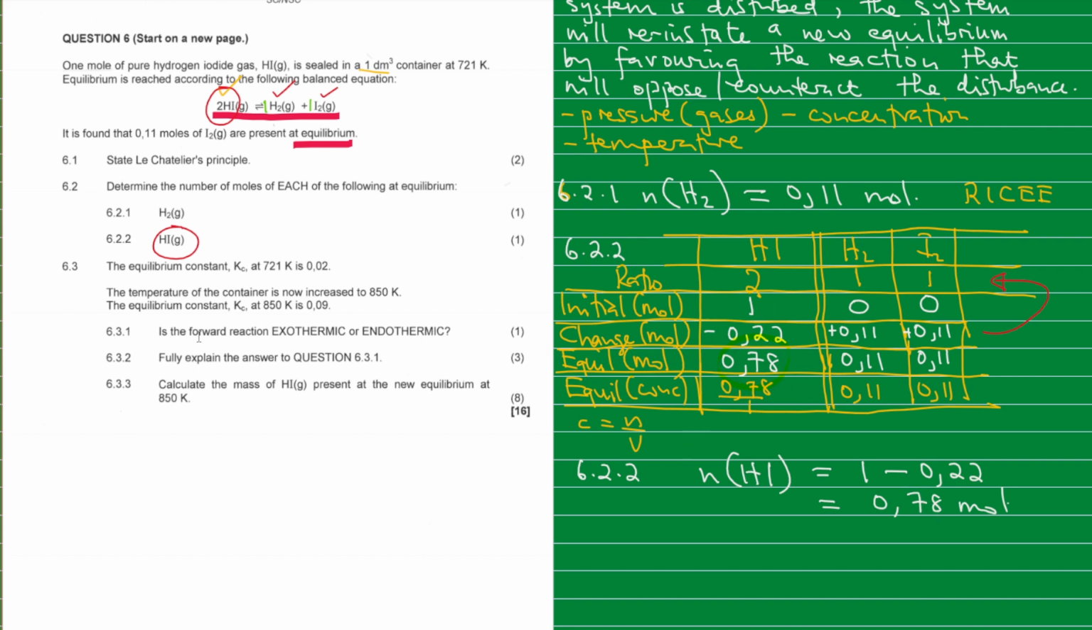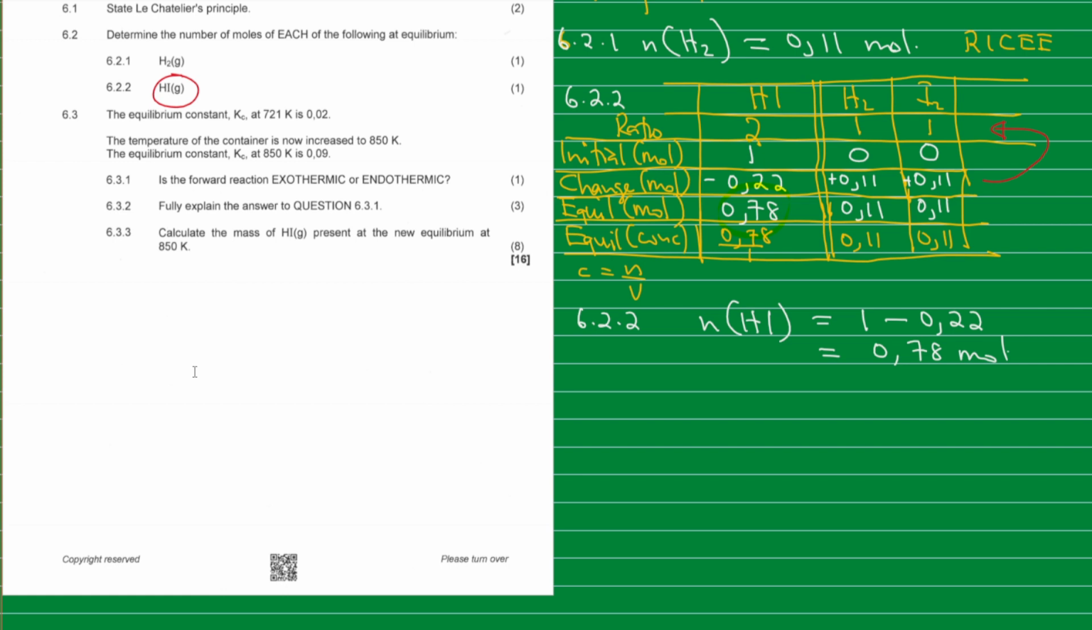Now let's come to the second question, 6.3.1. The equilibrium constant Kc at 721 Kelvin is 0.02. The temperature of the container is now increased to 850 Kelvin. The equilibrium constant Kc at 850 K is 0.09. Is the forward reaction exothermic or endothermic?